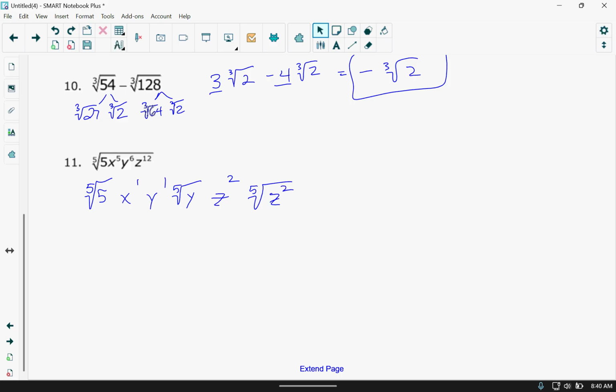Then we just have to put all of the stuff that came out in the front. So I'd have x, y, z squared. Then everything inside of your fifth root goes into one single fifth root. So I'd have inside the fifth root 5y z squared. So the final answer is x, y, z squared, fifth root of 5y z squared.